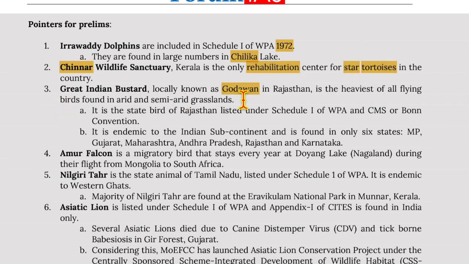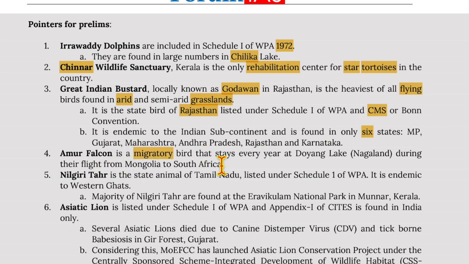Great Indian bustard, known as Godawan in Rajasthan, is the heaviest of all flying birds, found in arid and semi-arid grasslands. It is the state bird of Rajasthan, listed under Schedule 1 of the Wildlife Protection Act and the CMS or Bonn Convention, that is, the Convention on Migratory Species. It is endemic to the Indian subcontinent and is found only in 6 states, that is Madhya Pradesh, Gujarat, Maharashtra, Andhra Pradesh, Rajasthan, and Karnataka.